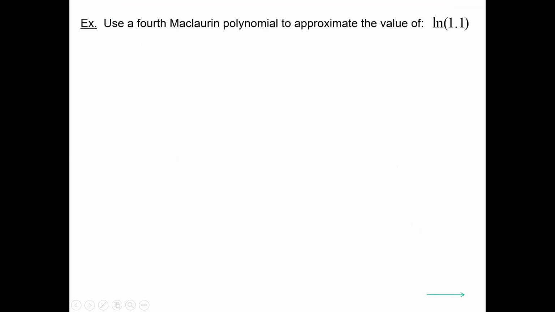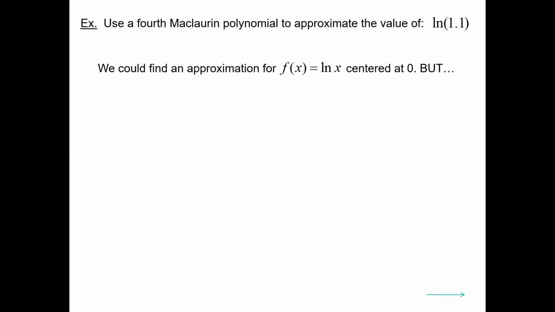Let's try this one. Use a fourth Maclaurin polynomial to approximate the value of the natural log of 1.1. So Maclaurin means we want to center it at 0. A fourth polynomial means they want us to use the fourth degree polynomial. So it says we could find an approximation for f of x, the natural log of x, centered at 0. However, natural log of 0 doesn't exist. That's not possible because there's a vertical asymptote, remember, in the natural log function at x equals 0. And we want to approximate it at 1.1 in just a second.